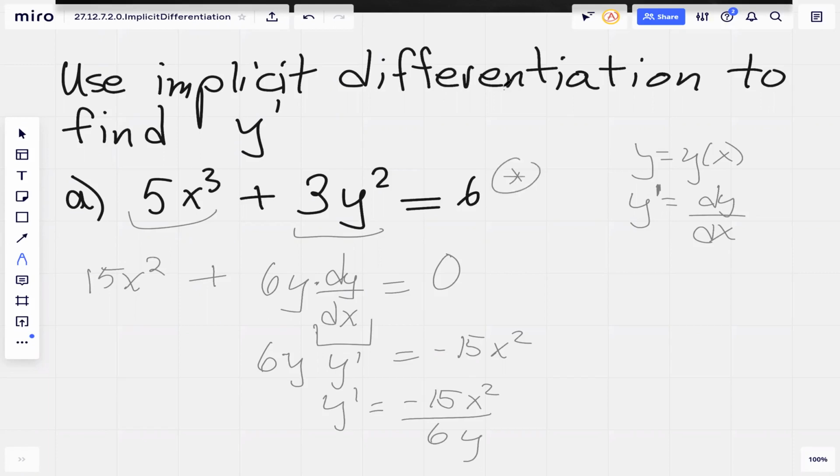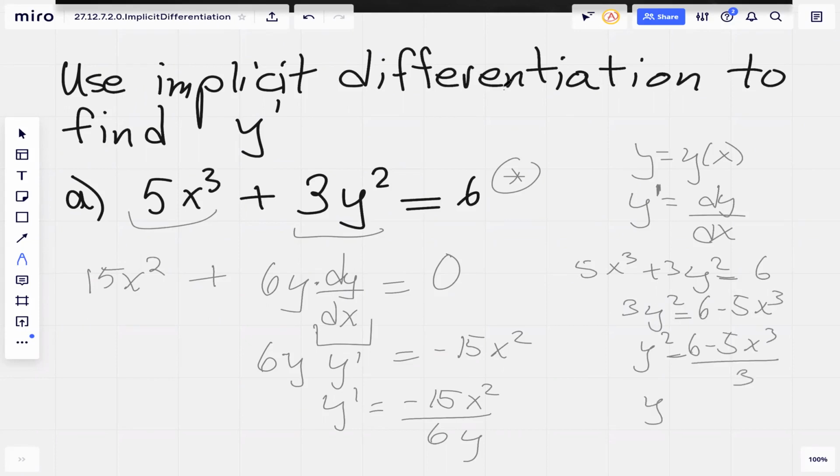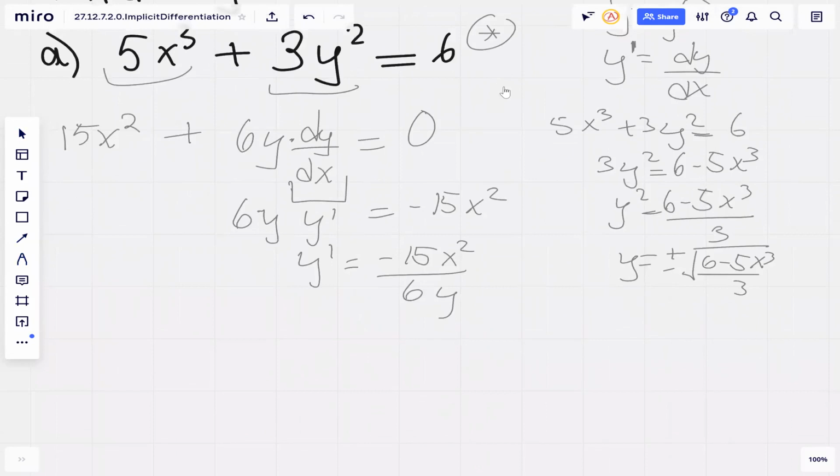So let's do that over on the right here. 5x cubed plus 3y squared equals 6. We get 3y squared equals 6 minus 5x cubed. y squared equals 6 minus 5x cubed over 3. Finally, y equals plus or minus the square root of 6 minus 5x cubed over 3. And we can plug that in there. It depends how whoever's marking it wants a solution.